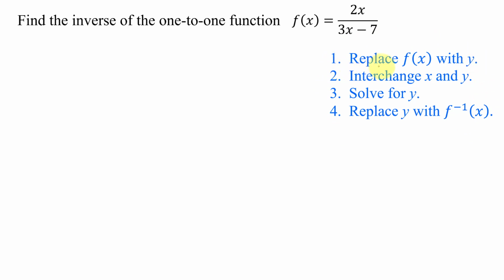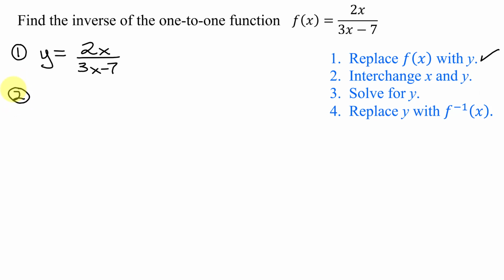Step 1 says to replace f of x with y. So instead of f of x, I'm just going to put y. So that gives me y equals 2x all divided by 3x minus 7. Step 1 completed. Step 2 says interchange x and y.